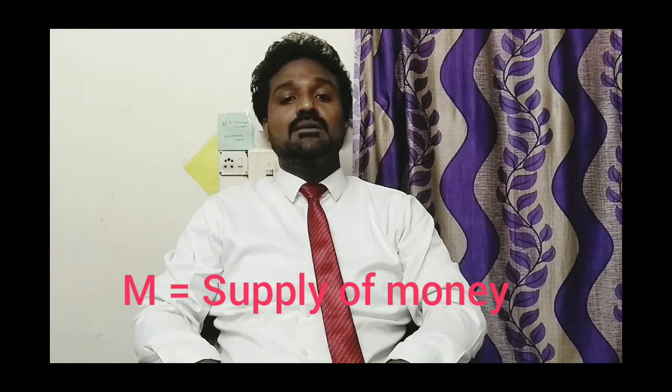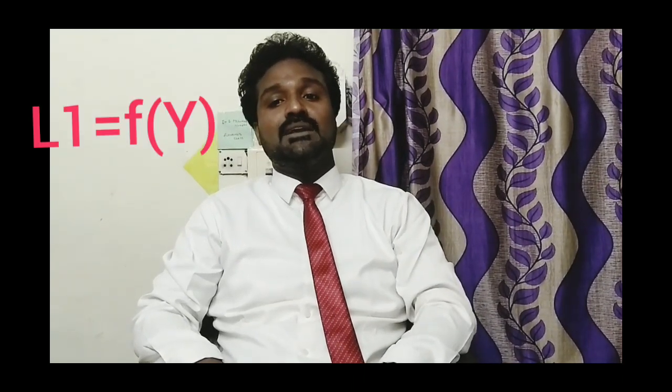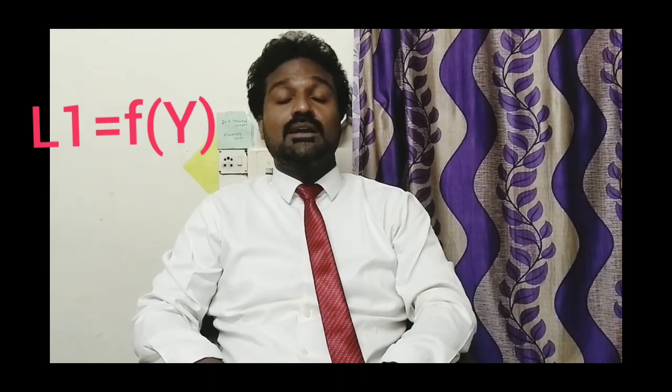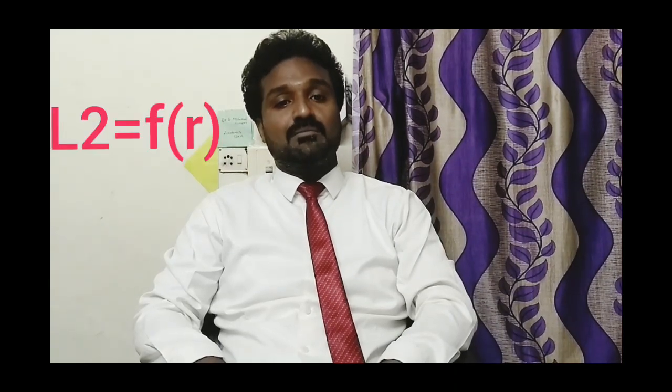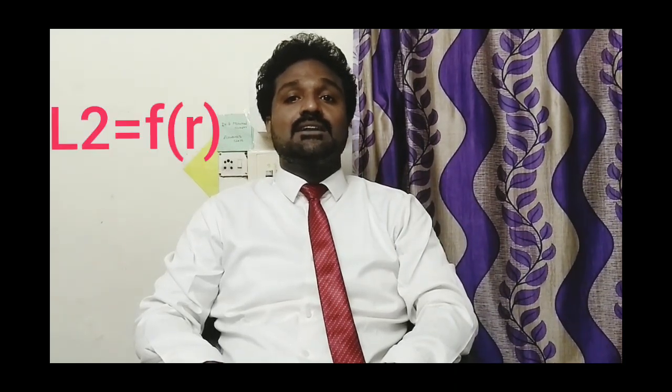The total demand for money is divided into L1 and L2, where L1 stands for transaction and precautionary demand for money, which is a function of Y: L1 equals F of Y. Similarly, L2 stands for speculative demand for money and it is an inverse function of interest. L2 equals F of R. In equilibrium, L equals M.